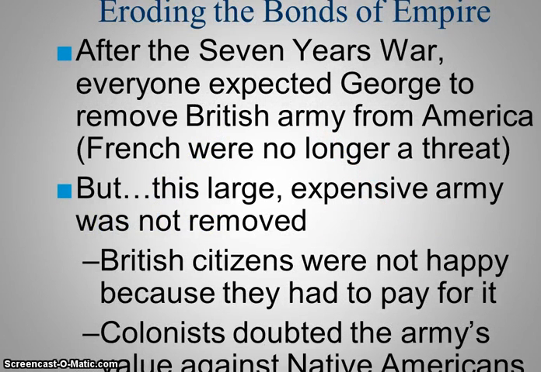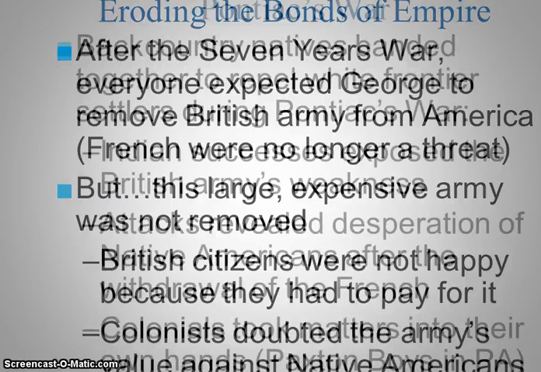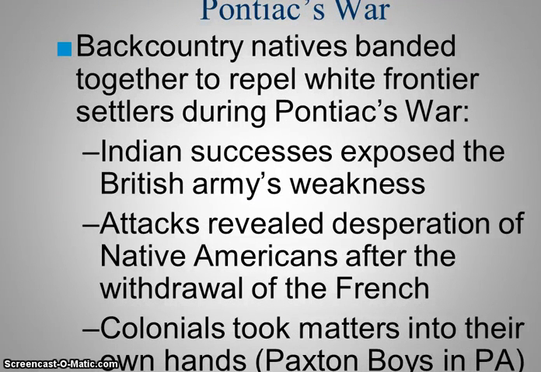After what in Europe is called the Seven Years' War, and here is called the French and Indian War, everyone expected George III to remove the British army from America, at least where the French were no longer a threat. But the large, expensive army was not removed. British citizens were not happy because they had to pay for it, and colonists doubted the army's value against the Native Americans. And this is proved when the backcountry natives in the western frontier banded together under Pontiac, and Pontiac's War, Pontiac's Rebellion, really begins to expose the British army's weaknesses.